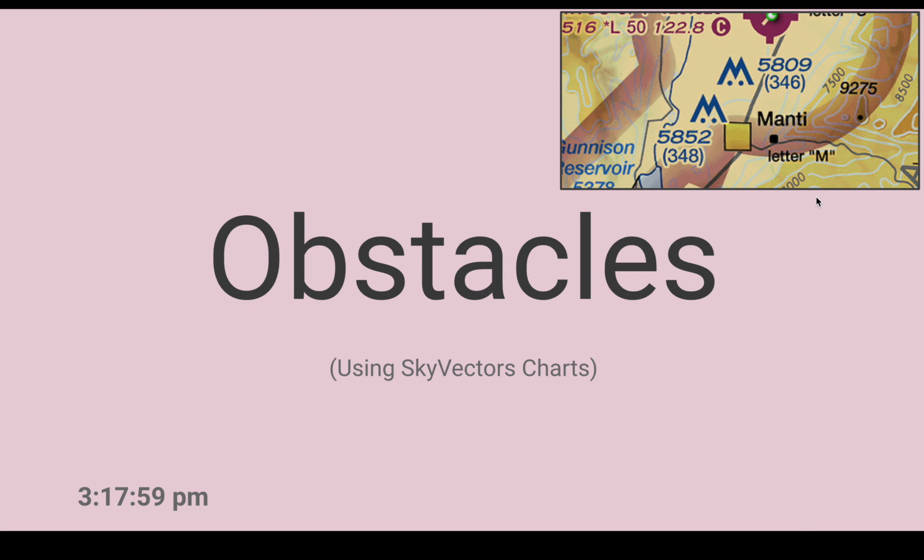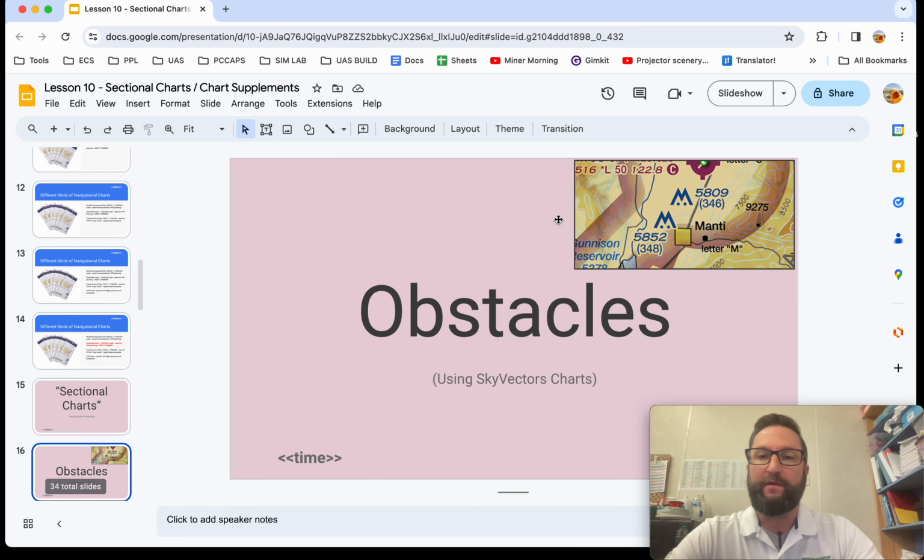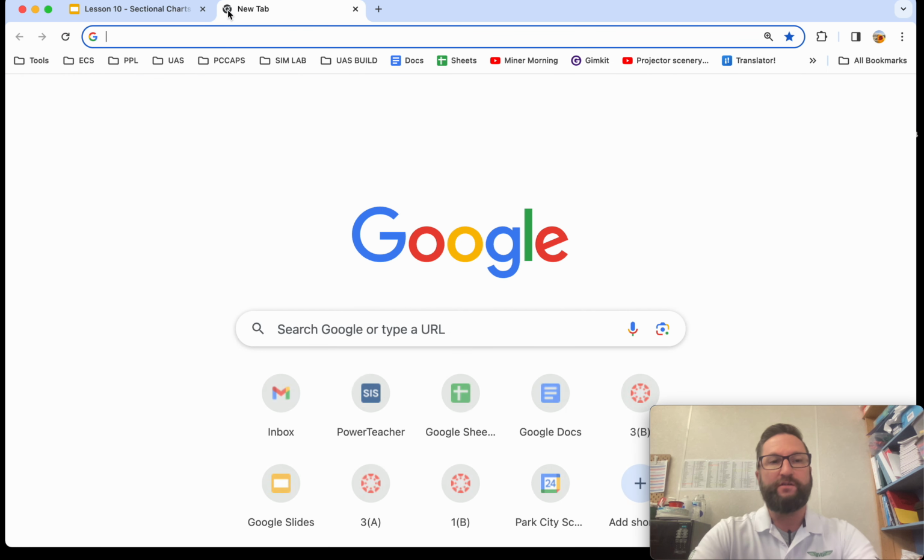So first thing we talk about is obstacles. When you look at a sectional chart and you see little towers like this, these could be radio towers or windmills or whatever, and below them they'll have an elevation, 5,852 feet MSL, and then the number below it, 348 feet, that is in AGL.